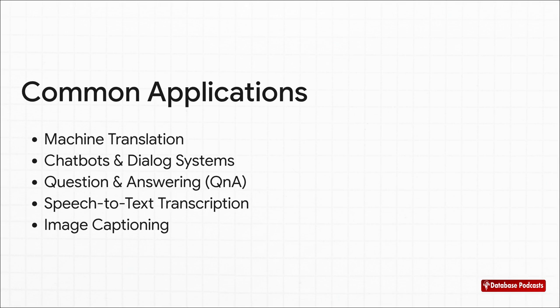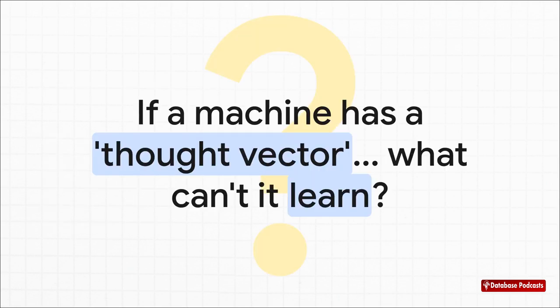How cool is that? And that leaves us with a pretty mind-bending final thought. This idea of a thought vector, a bunch of numbers that represent a complex idea, is just so powerful. It really makes you wonder, if we can teach a machine to compress a whole sentence into a single thought, what are the real limits here? What can it learn to think about?